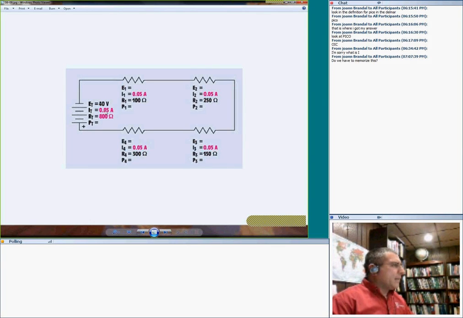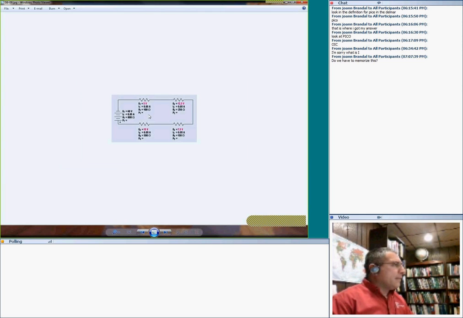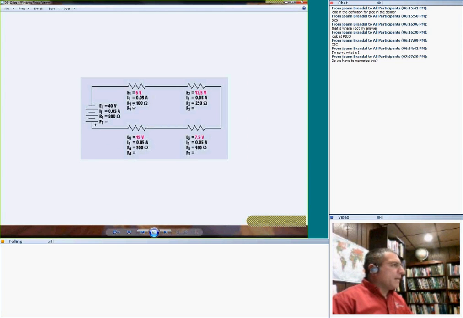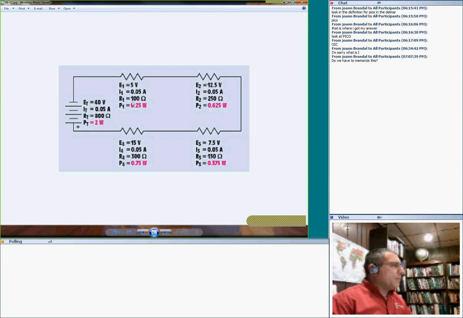With the impedance, we found the current 0.5. Then I went and, by multiplying the resistor by the current, I found the voltage. Can you guys see the voltage? Then from the voltage, we multiplied voltage by the current, and we found the power for each one of them. Here, guys, I want to bring to your attention that if you add the voltages, the 5 to the 12.5 to 7.5 to 15, you should add up to 50.